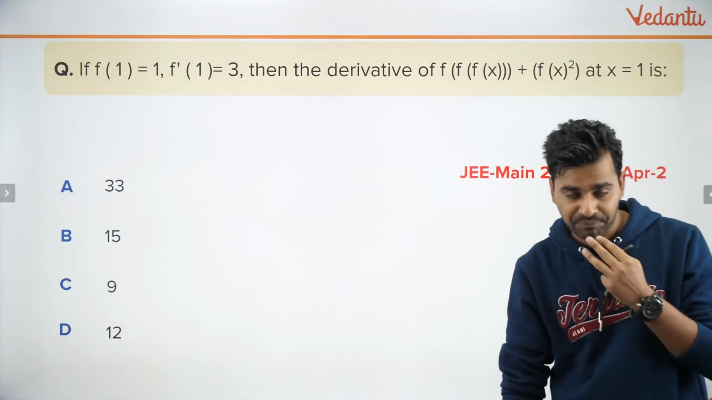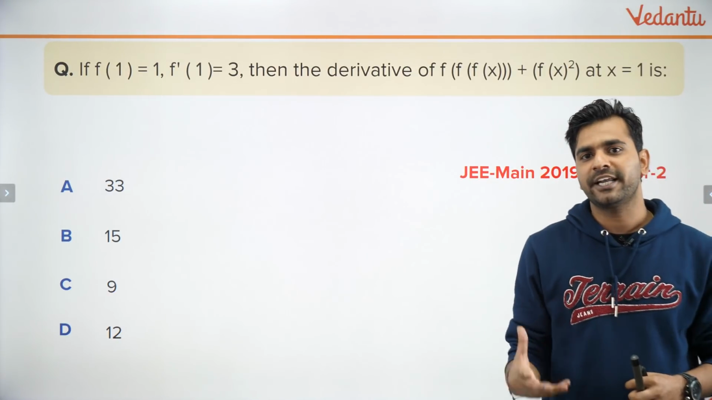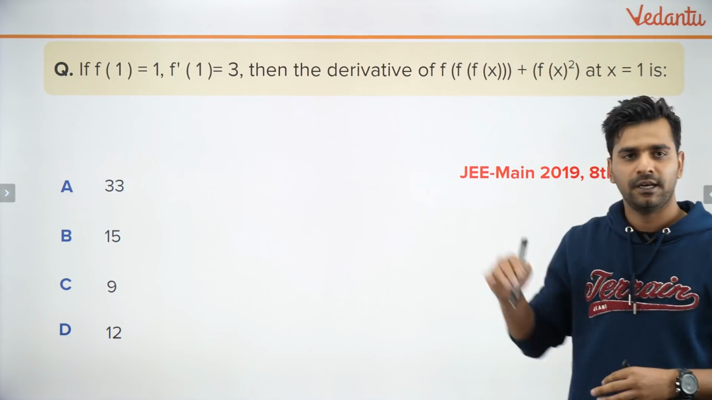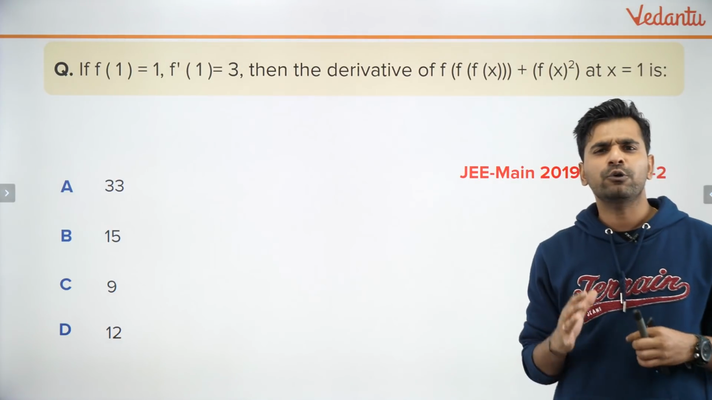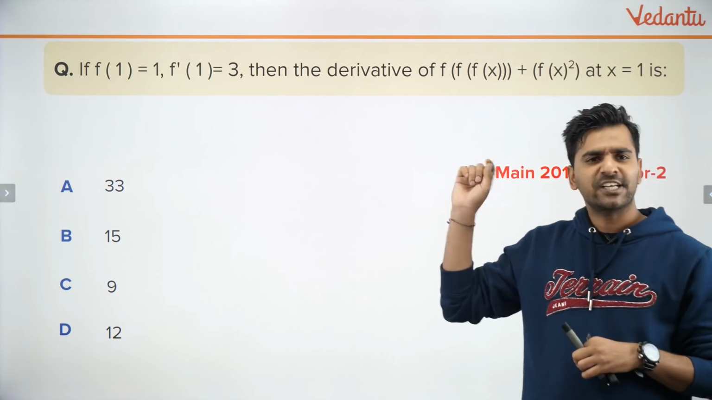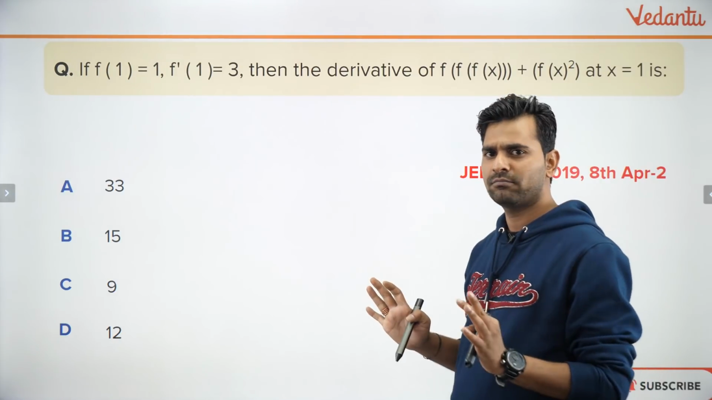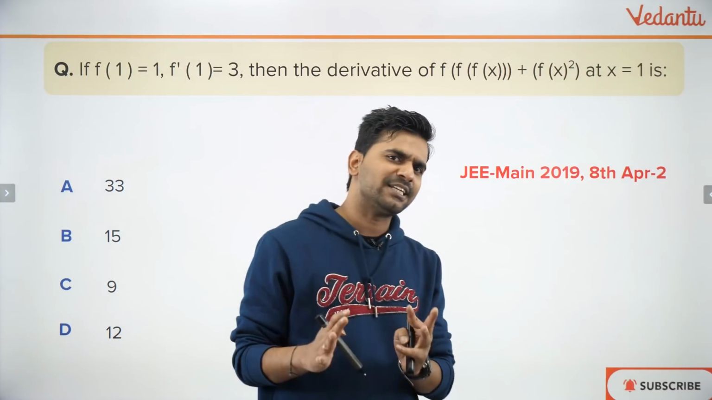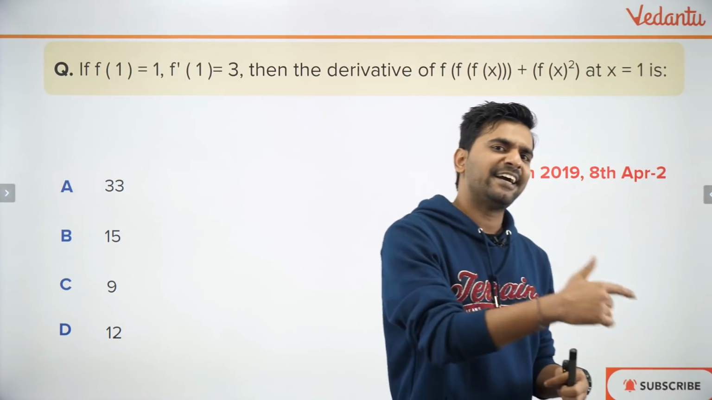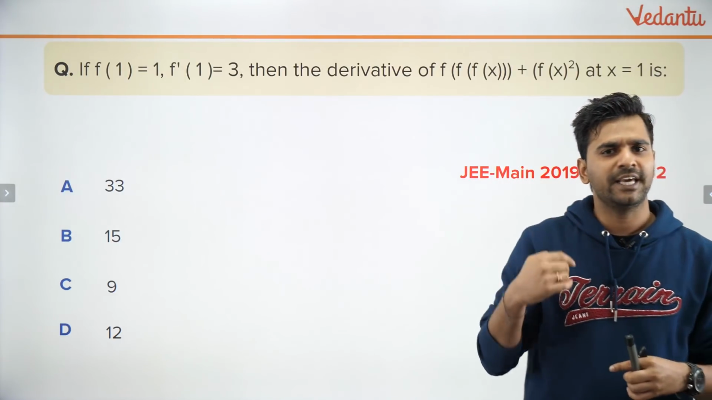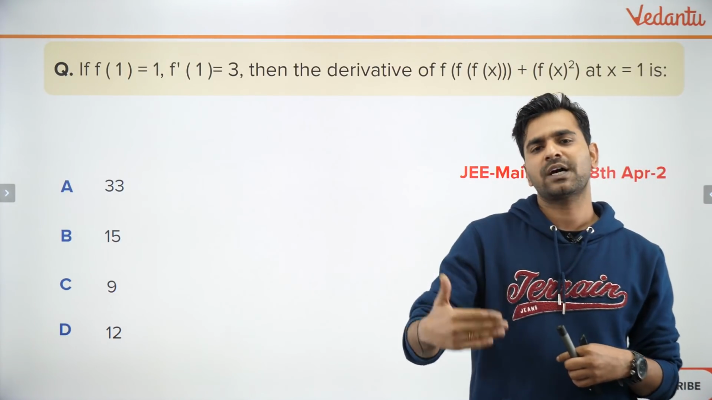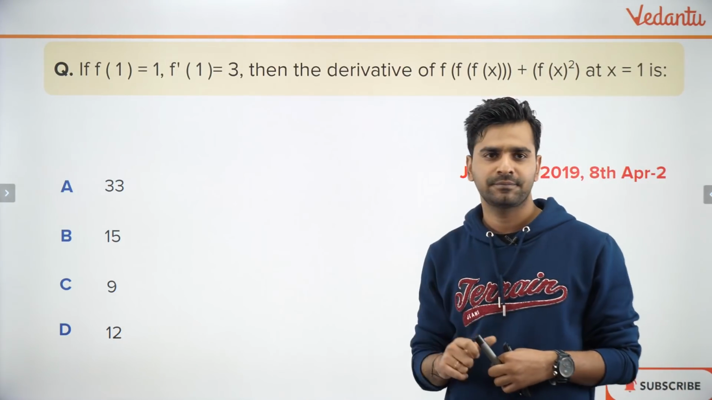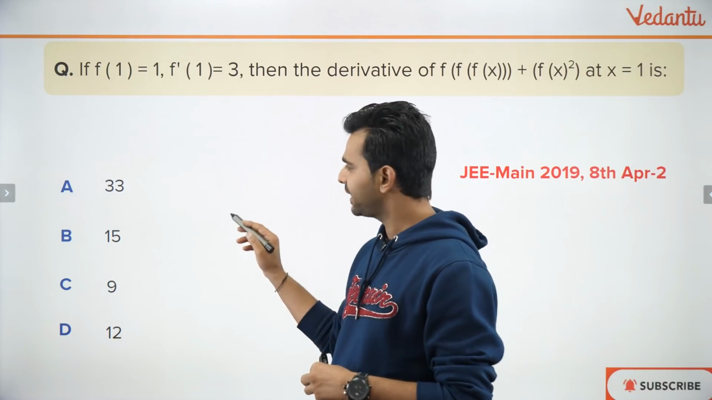Yes, let's do this. Sometimes we need to assume certain functions so that we can make our question solving very easy. What do I mean by that? Let's learn it from here. f(1) is given as 1 and f'(1) is given as 3. This is all the information given about the function. Can you imagine such a function which gives me value 1 on putting x equal to 1, and whose first derivative gives me 3 when I put x equal to 1?